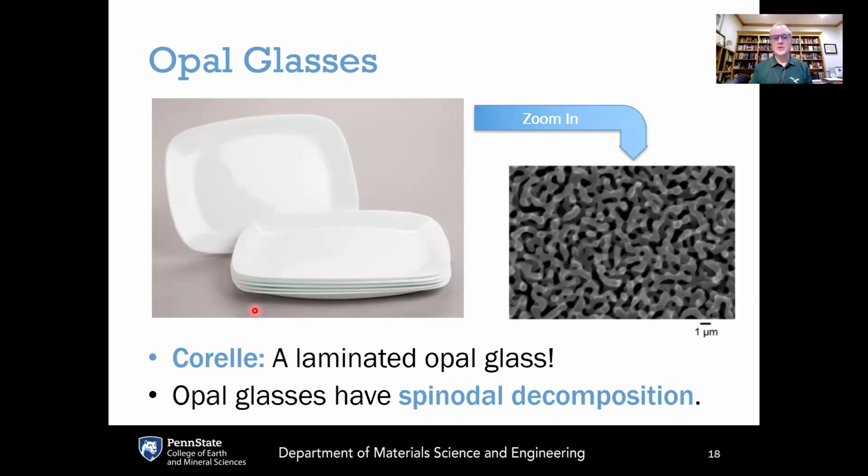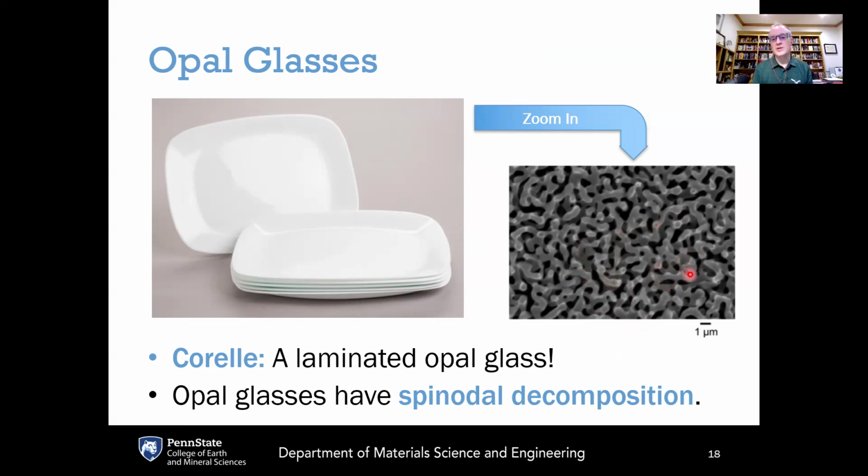A classic example of spinodal decomposition occurs in glasses that are called opal glasses. They are called opal glasses because of the white color, and you probably have some of these in your kitchen. This is an example of Corelle, which is one of Corning's tableware products. So these are actually strengthened glass tableware products that correspond to laminated glass faces, where the interior glass is a phase-separated glass by spinodal decomposition.